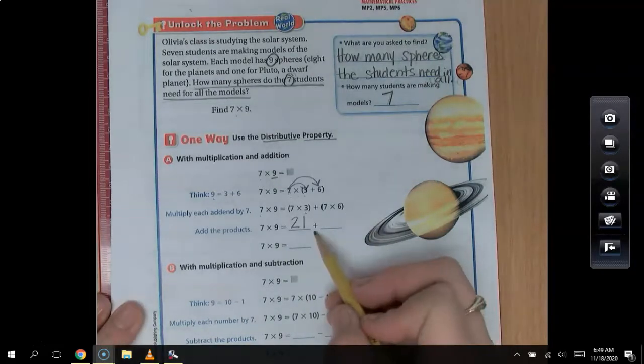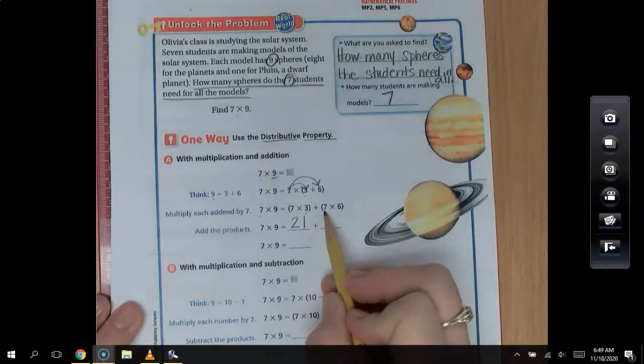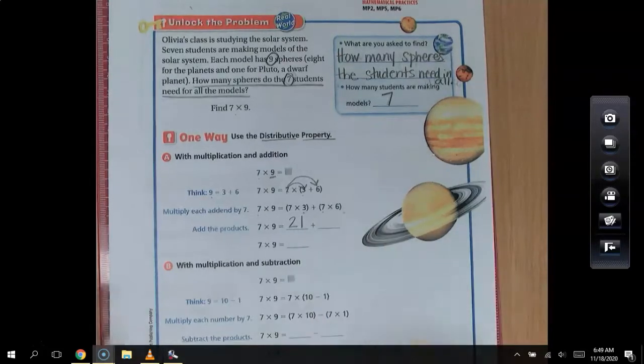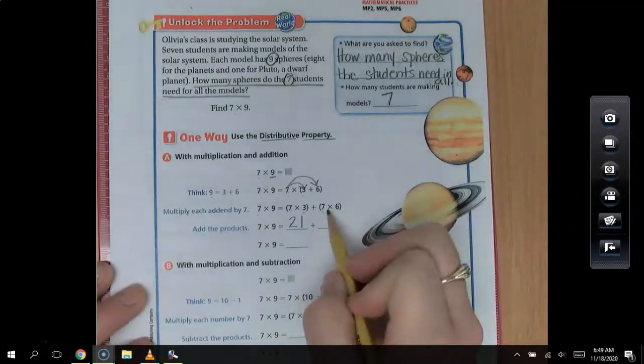Now we have to add the 7 times 6. Well, what is 7 times 6? Some of you may know what 7 times 6 is. If you don't know what 7 times 6 is, you're going to have to draw a picture. So you could draw an array, you could draw groups. It's up to you. Or, boys and girls, do you know what 7 times 5 is?